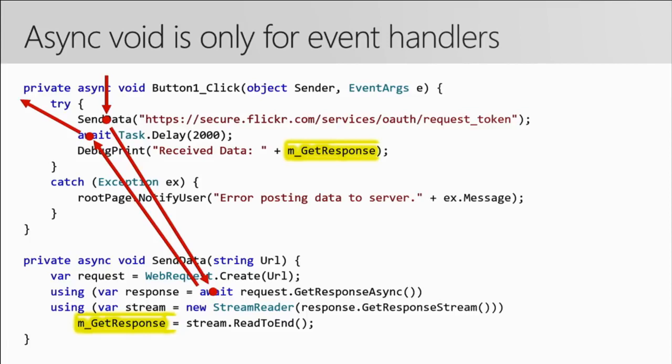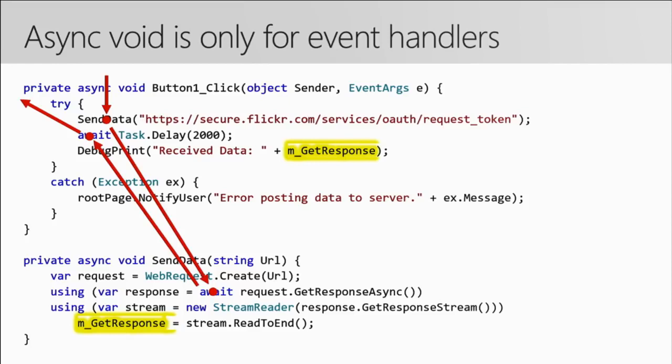So if the developer was good and did the task delay long enough, usually it'll work. But like I said, sometimes this won't work, because quite simply, button one click has no way of knowing when the other method is finished running. So it has no way to know when mGetResponse has data in it.